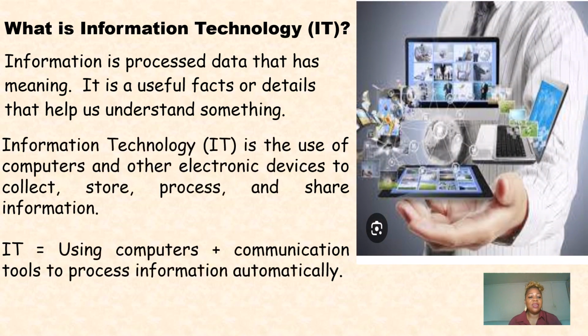Before we proceed, let us define information. Information is processed data. It is a useful fact or details that help us to understand something. Now, what is information technology? Information technology is the use of computers and other electronic devices to collect, store, process, and share information. Information technology is simply using computers and communication tools to process information automatically.